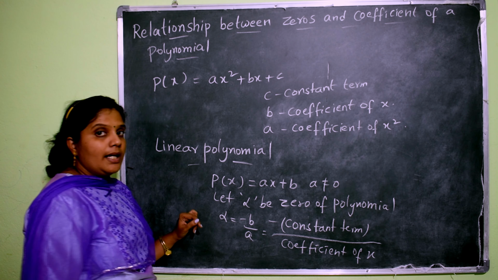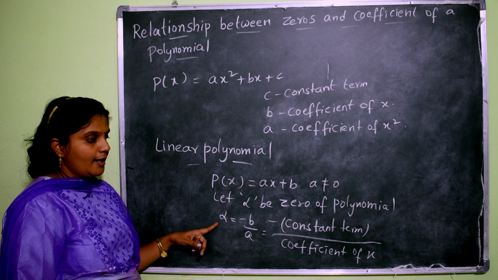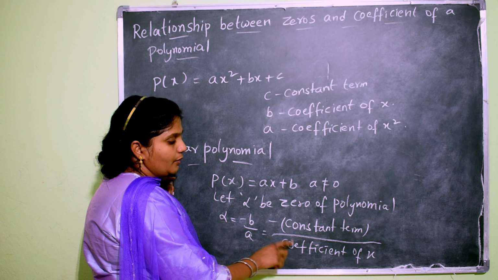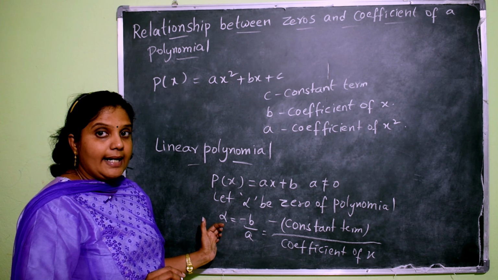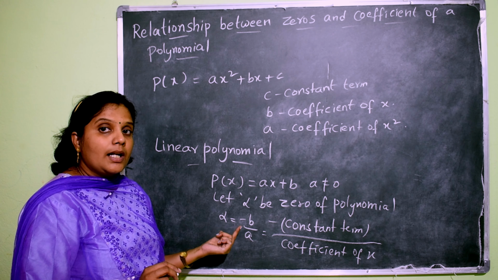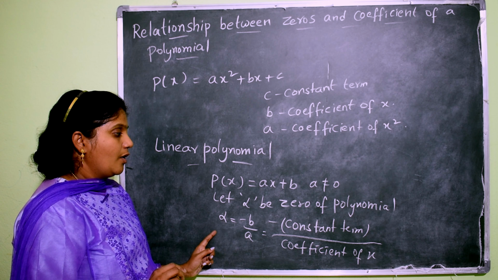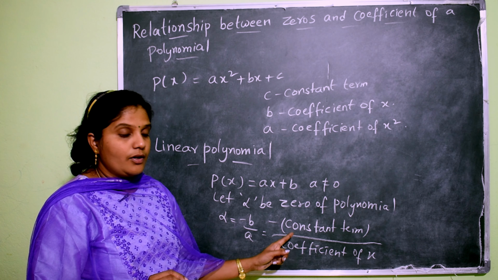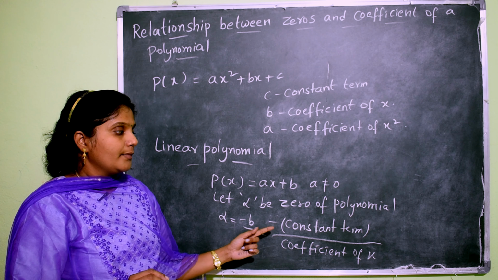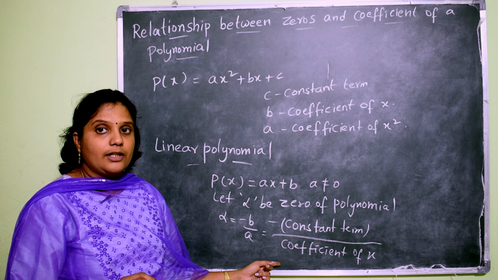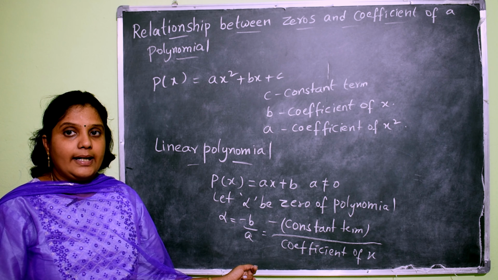So for the linear polynomial, alpha is the zero of the polynomial, and we are equating this zero to the coefficients. So now we can say that there exists a relationship between alpha, that is the zero of the polynomial, and the coefficients of the polynomial. So alpha is equal to minus of constant term by coefficient of x. Understood? Now we will discuss the quadratic polynomial.